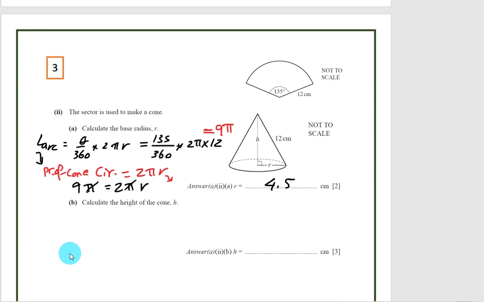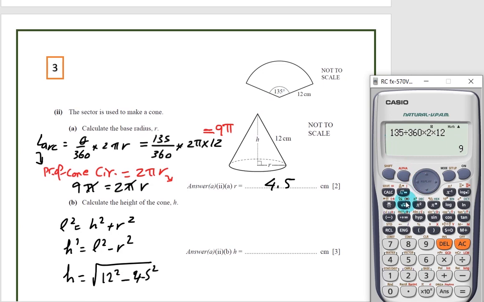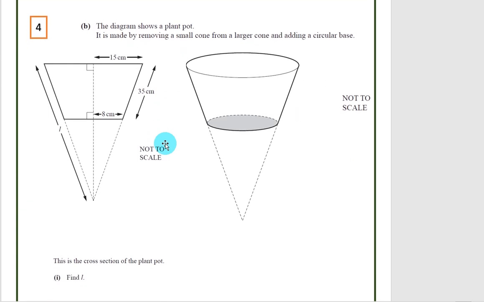Now calculate the height of the cone. Again, L squared is equal to h squared plus r squared. So h squared is equal to L squared minus r squared. So h is equal to the square root of 12 squared minus 4.5 squared. So the answer will be the square root of 12 squared minus 4.5 squared, which equals 11.12. This is the height of the cone. Let us go ahead to another question.